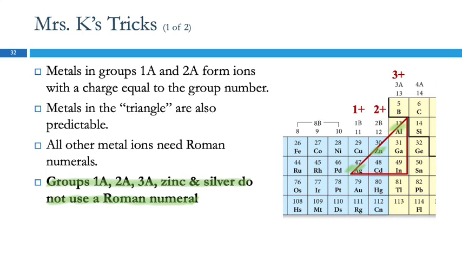Because Thomas Kawagoe, there's only one of him in the world, right? He doesn't need a Roman numeral. There's no junior, senior, there's not even a totally unrelated guy, right? He's one of a kind. So we're not going to add stuff onto their names. We want to keep it as simple as possible. So group 1A, 2A, 3A, zinc and silver, no Roman numerals. Everybody else, Roman numeral.